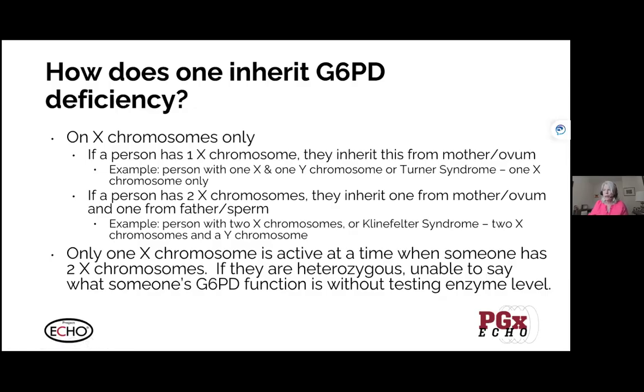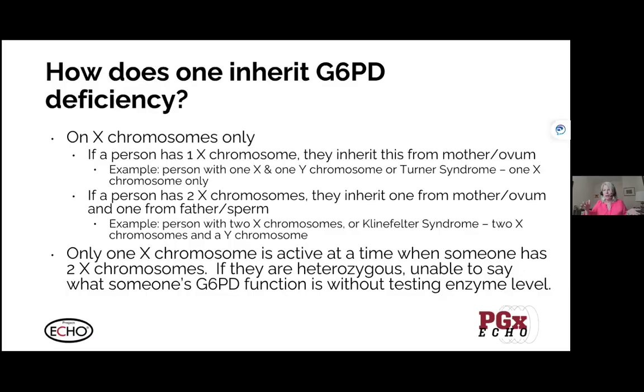If a person has two X chromosomes, they inherit one from their mother and one from their father or sperm donor. If those are both deficient, then they will have G6PD deficiency. If they are not both deficient, which is typically the case, that they have one inherited that's deficient and one that is normal, then it's difficult to say if they have G6PD deficiency.